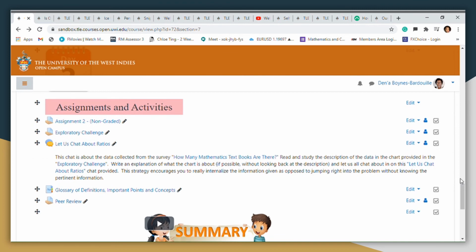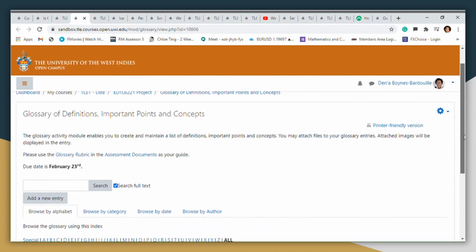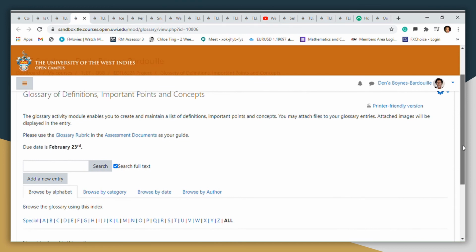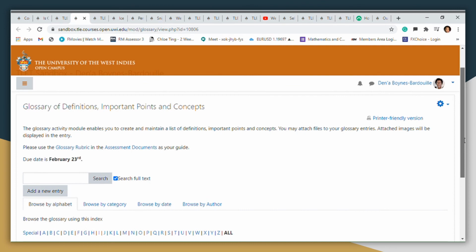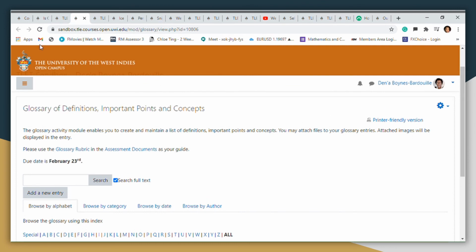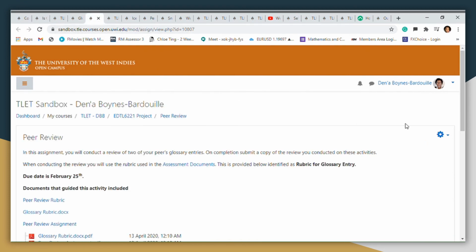This strategy encourages the student to really internalize the information given as opposed to jumping right into the problem without knowing the pertinent information. The glossary activity enables the students to create and maintain a list of definitions, important points, and concepts. They can attach files to their glossary entries. Attached images will be displayed in the entry. Peer review. The students will conduct a review of 2 of their peers' glossary entries. This gives them a different perspective of things.